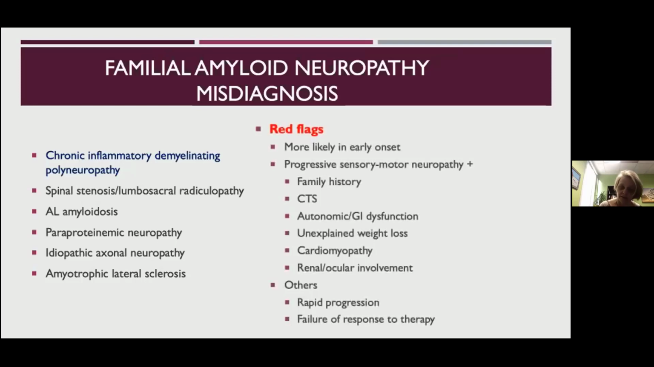Red flags to think about: familial transthyretin amyloidosis is more likely in early onset patients. And if you have a progressive sensory motor neuropathy and positive family history, carpal tunnel, or autonomic or GI dysfunction, unexplained weight loss, cardiomyopathy, and renal and ocular involvement. Other red flag symptoms are rapid progression and failure to respond to therapy.